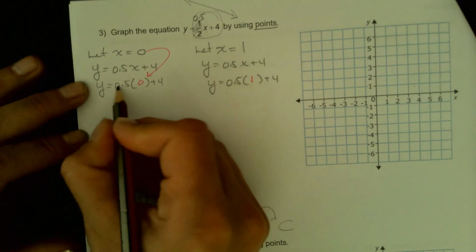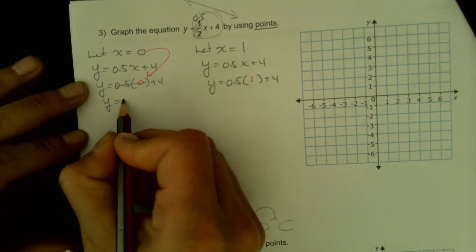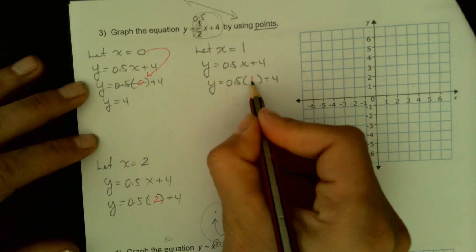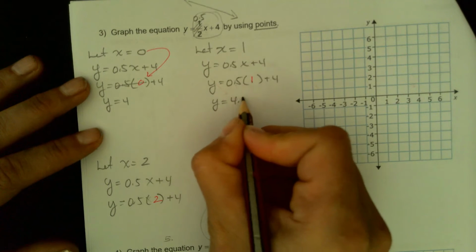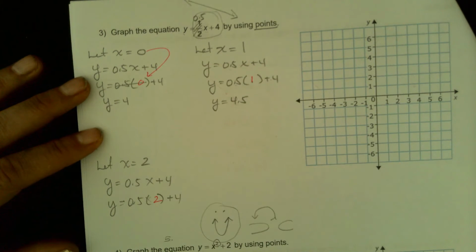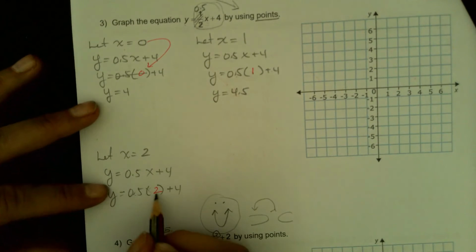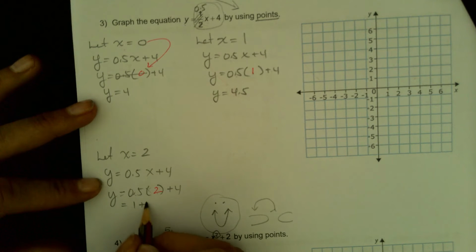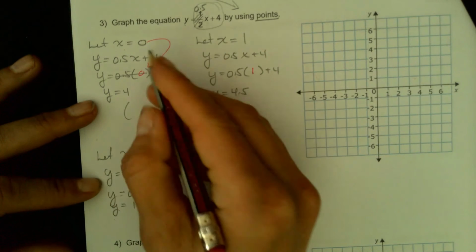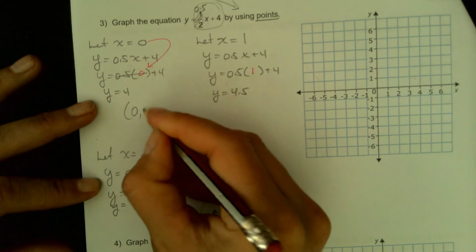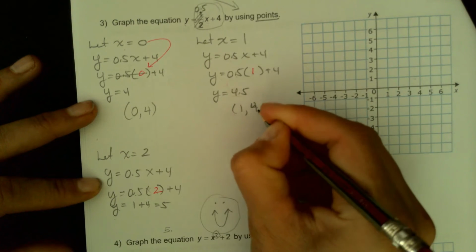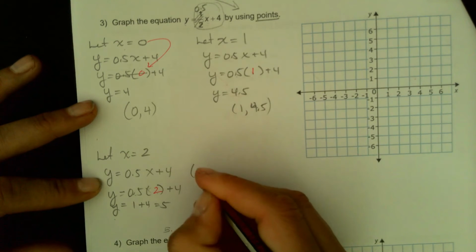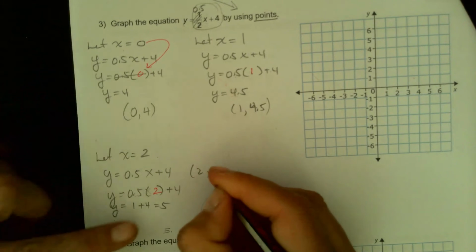So 0 times anything is 0, so y equals 4. Half of 1, that's half, plus 4, so y equals 4.5. Oh, yucky. Okay, half of 2 is 1, so that equals 5. So now, if x is 0, y is 4. If x is 1, y is 4.5. If x is 2, y is 5.